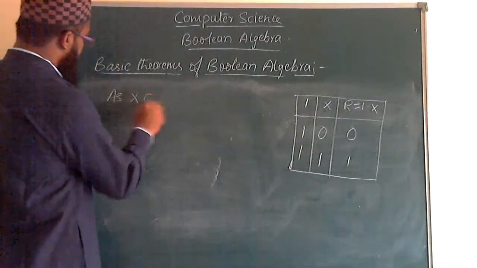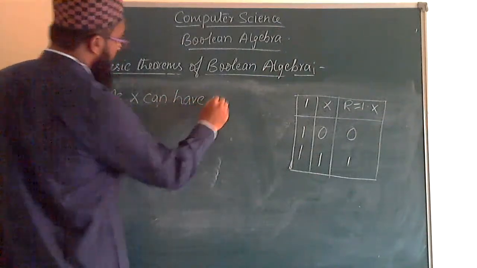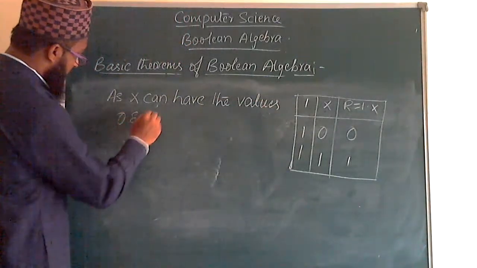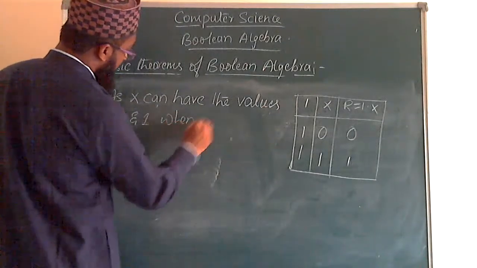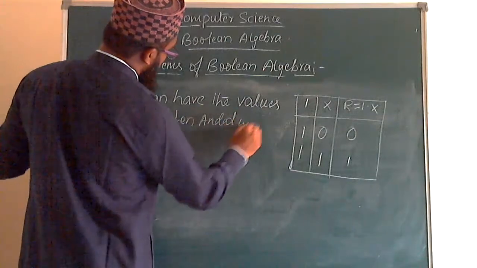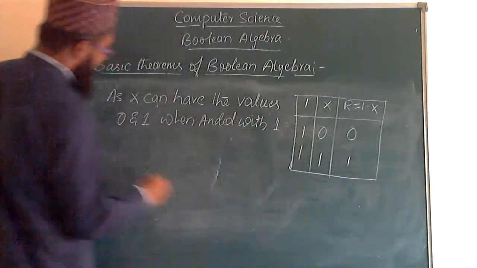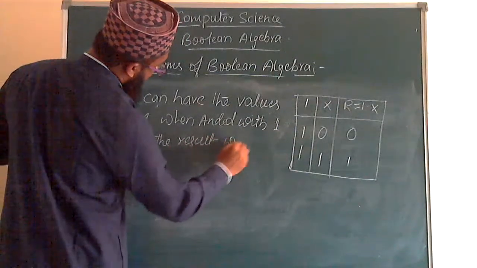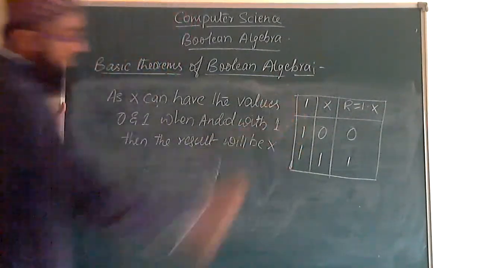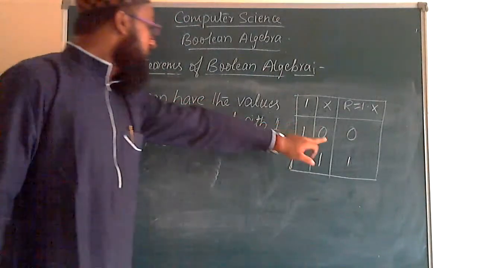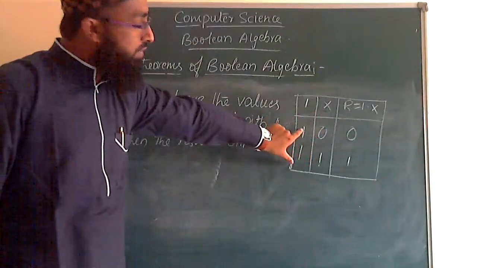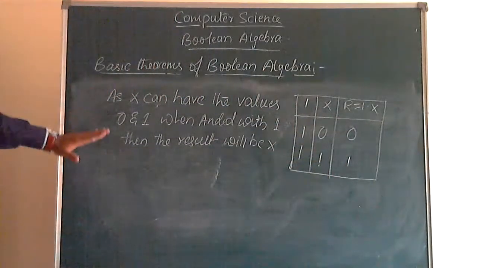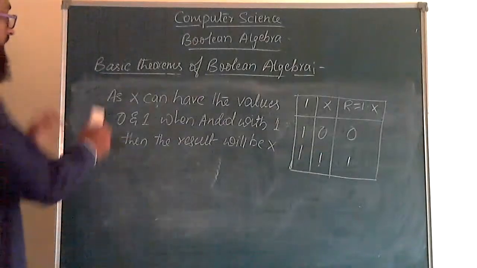Now we can write that x can have the values 0 and 1. When these are ANDed with 1, the result will be x. If x can have the values 0 and 1, when these are ANDed with 1, then the result is always x. So we have proved 4 things.